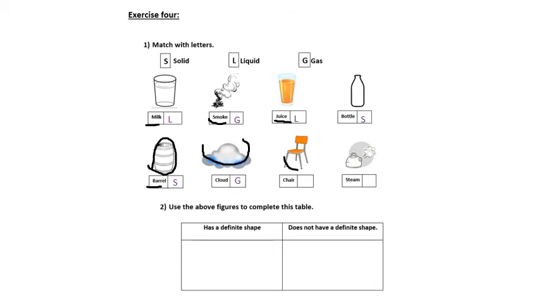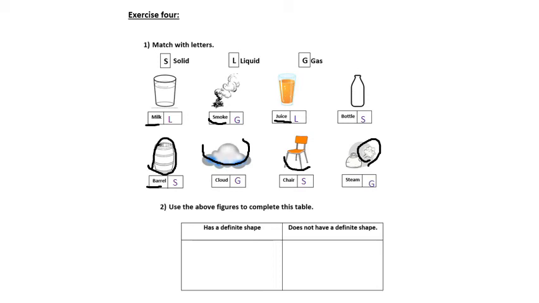We have a chair. Chair is solid, right? Or liquid, what do you think? Of course it's solid. The steam coming out of the kettle while the water is boiling. Yes, it's gas.